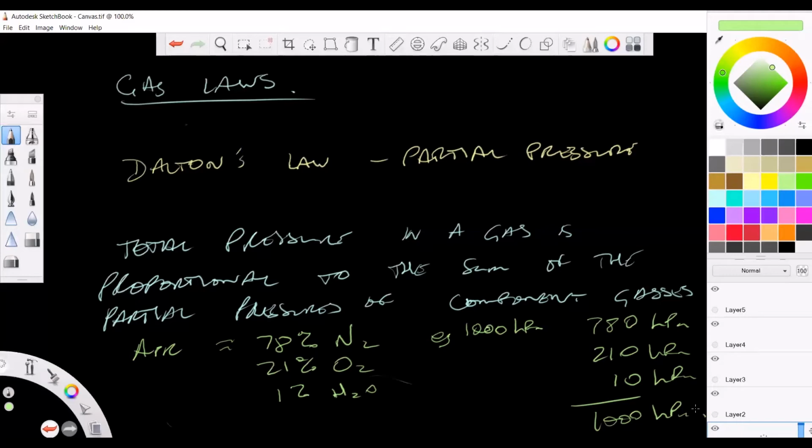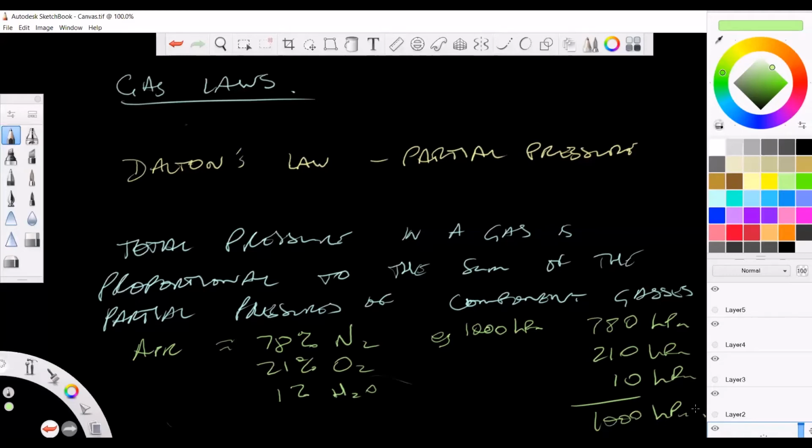If, on the other hand, I took out all the nitrogen and the water, then what would be left would be oxygen, and it would have a pressure of about 210 hectopascal. If the total pressure originally had been 1,000 hectopascal with this combination.